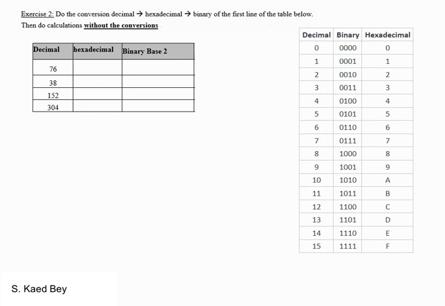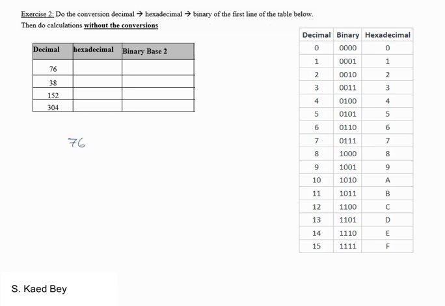In this exercise, we would like to do the conversion for the 76, which is in decimal, and convert it to hexadecimal and binary. Then, we need to deduce the rest of the conversions from the first line. In order to proceed, let's first convert the 76 to a hexadecimal.